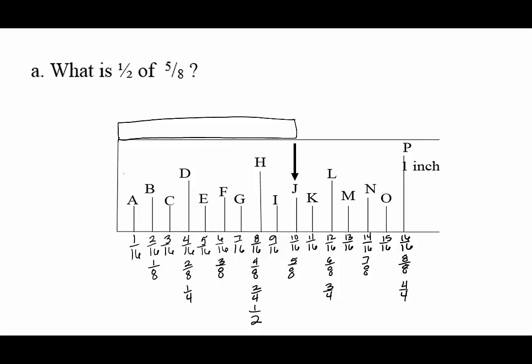One thing we can do is count all the 16ths. If we count across, we see that there are 10 pieces in this candy bar. So we want half of those 10 pieces, which would be 5. 1, 2, 3, 4, 5. This is half of 5/8.